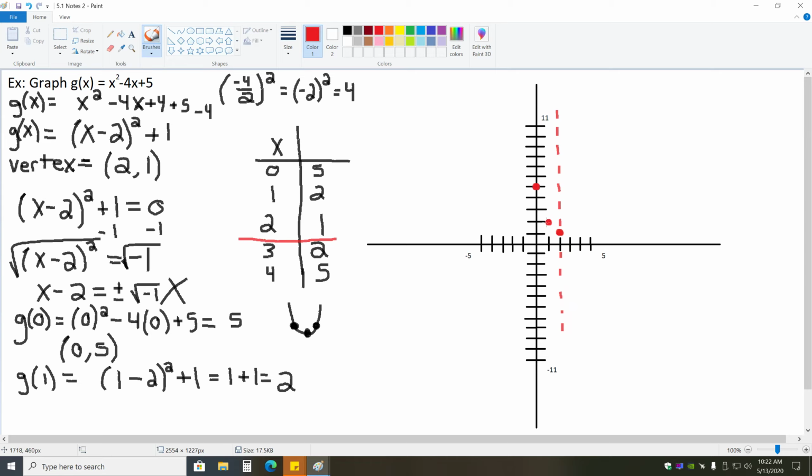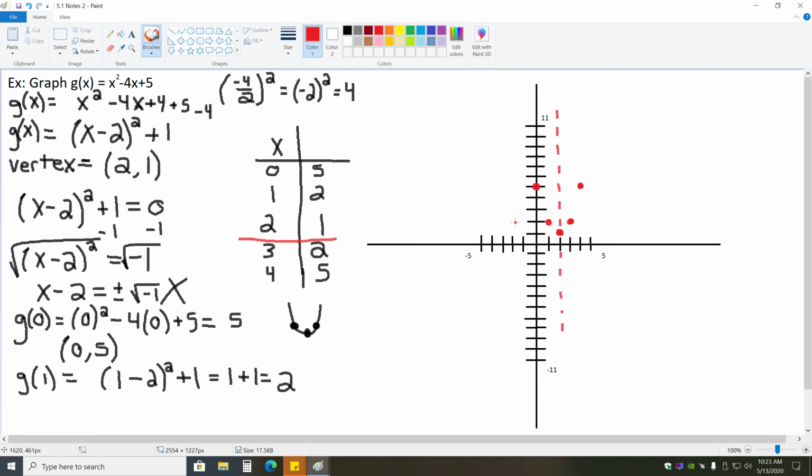So this point will be mirrored the same distance to the right as it is on the left of the vertex. It's a distance of 1 away from the axis of symmetry on the left, so there will be a point a distance of 1 away on the right, which is exactly at 3, 2, just like we said here. And likewise, this point is a distance of 2 away. So 2 away on the right will give us this point, which is at the point 4, 5, which is again what we did here. 2 ways of finding the same thing.